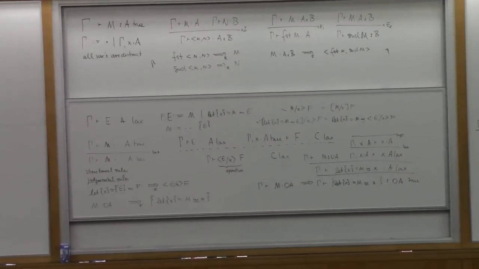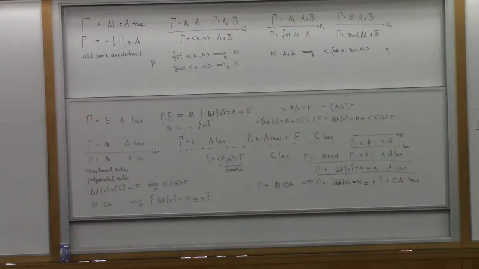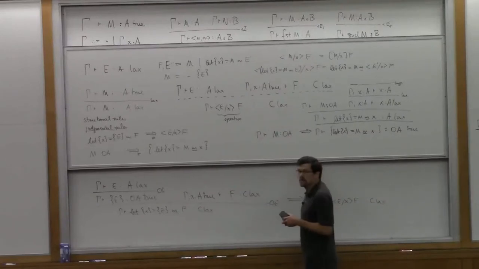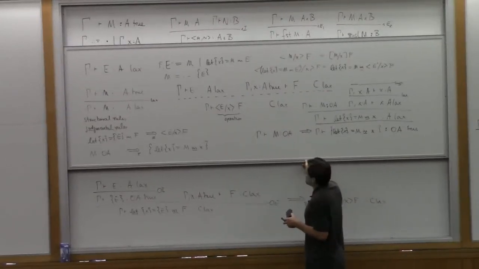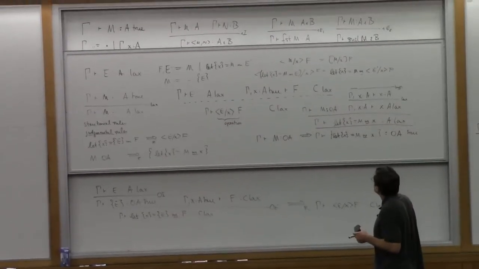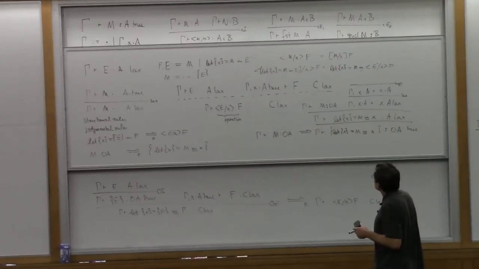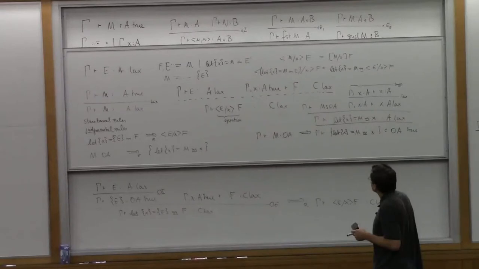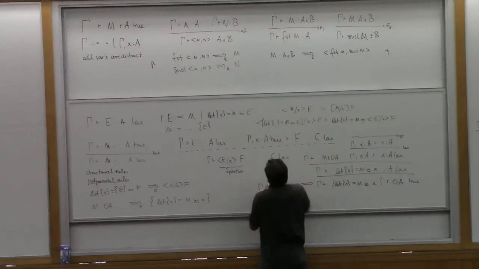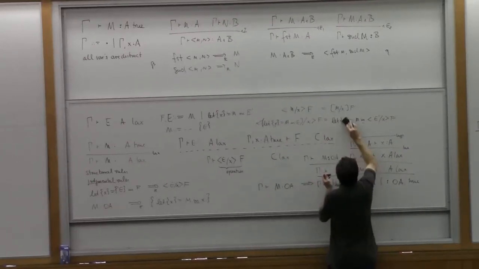Something isn't right. I think this X equals M was my... Let me try to catch what the problem is. So this should be a Y, and this should be a Y here, right?